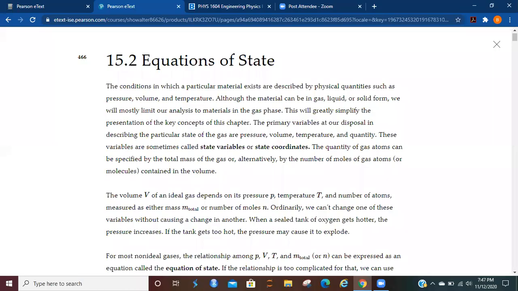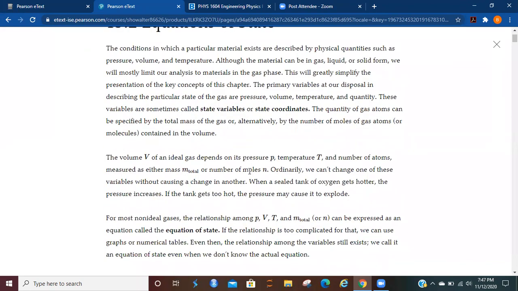This is going to be over section 15.2, equations of state. It'll be a little bit longer than some of the other lectures. So what we are looking at here are physical quantities of a gas, such as pressure, volume, and temperature.